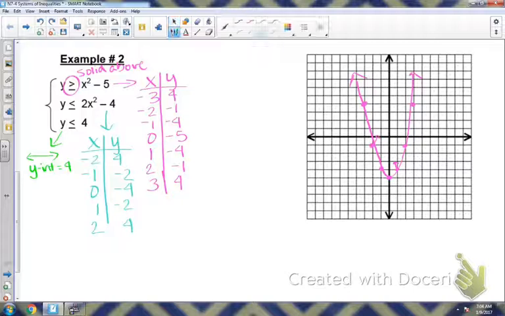Okay, so looking at the second one, we have negative 2, positive 4, negative 1, negative 2, 0, negative 4, 1, negative 2, and 2, 4. Your inequality, less than or equal, so it would be solid, and we'll shade below it.